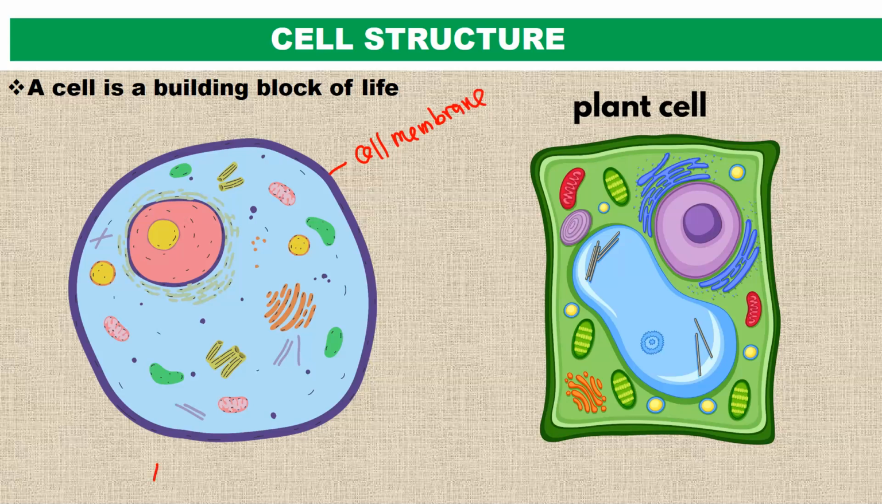So this is the animal cell. Then of course this other one is the plant cell. This outer part is the cell membrane. Then you can point at this as the mitochondrion, or mitochondria. Then of course this one is the nucleus.